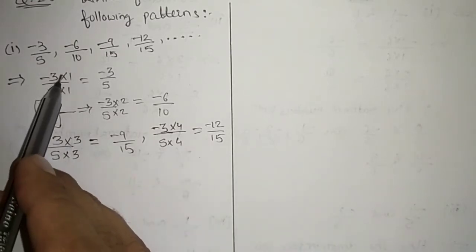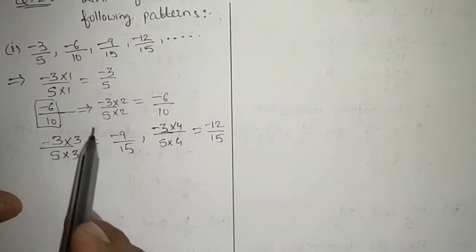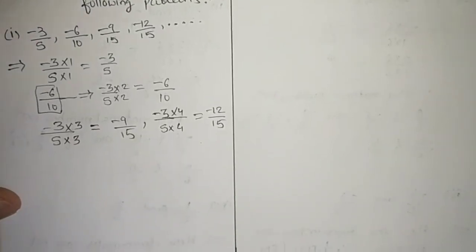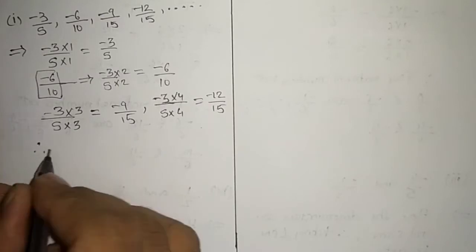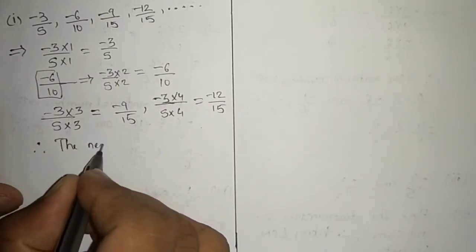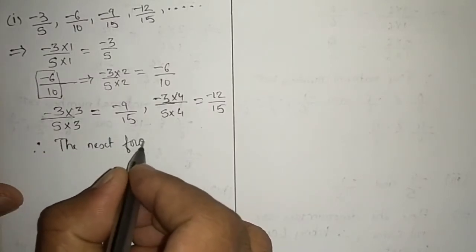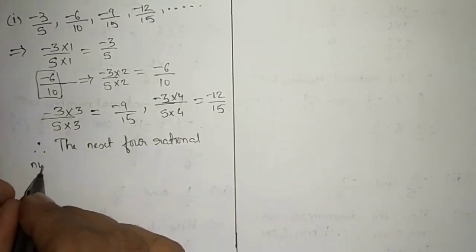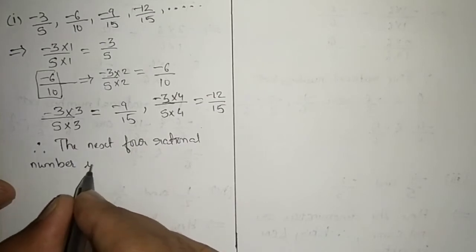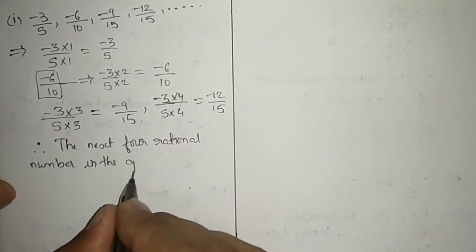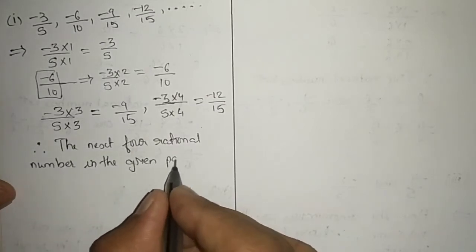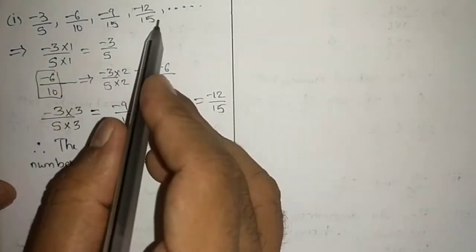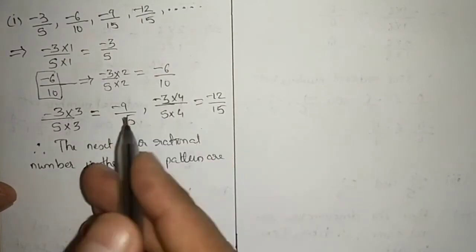Here we can see the pattern. First they have multiplied by 1, 2, 3, 4. So what will be our next number? We will write therefore the next 4 rational numbers in the given pattern are, now since it is 4, we will multiply by 5.